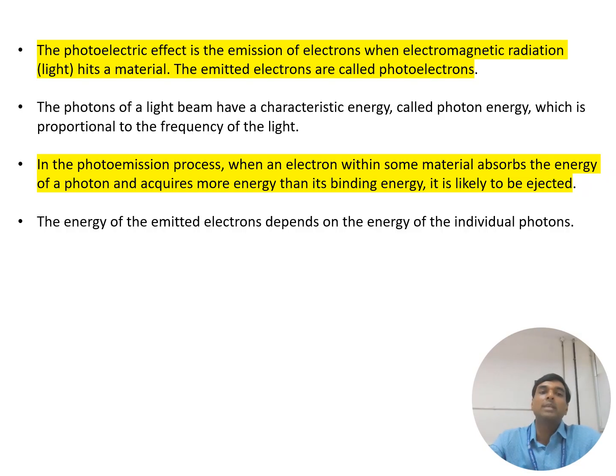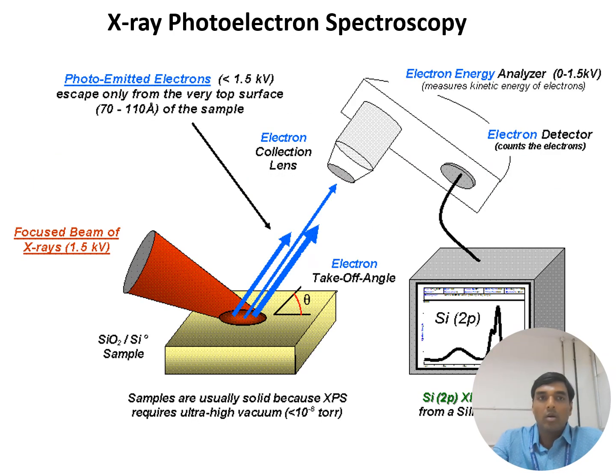So in the photoemission process, when an electron within some material absorbs energy and acquires more energy than its binding energy, then it will be ejected. I'll come back to that binding energy, what that is. So the energy of the emitted electrons depends upon the energy of the individual photons. So here we can get more clarity.